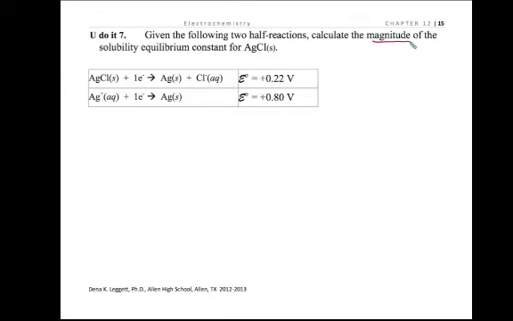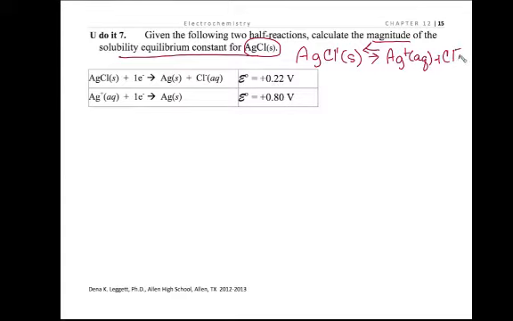We want to calculate the magnitude of the solubility equilibrium constant for silver chloride. Now, whenever you see solubility equilibrium, we want our solid as our reactant. A few of you didn't capture this in this unit. We want to make sure we get this. There we go. Solid. Don't know why I put gas there. Solid in equilibrium with our aqueous ions. That's what a solubility is. It's always the solid in equilibrium with the aqueous ions. And we want to find the equilibrium constant for that by using an electrochemical study.